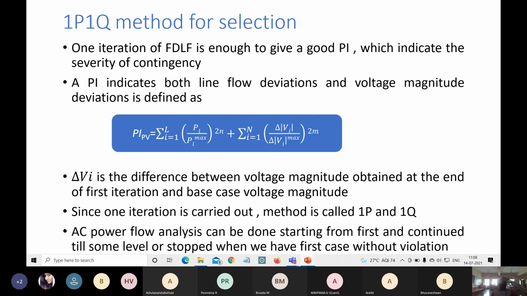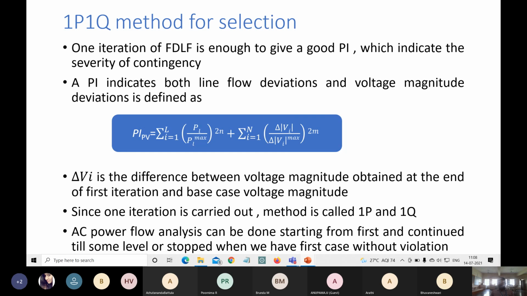We have studied the performance index based upon the transmission line, and the performance index for voltage analysis. Now the 1P 1Q method of selection. How do we go about this method? Here we have delta Vi, which gives you the difference between voltage magnitudes obtained at the end of the first iteration.